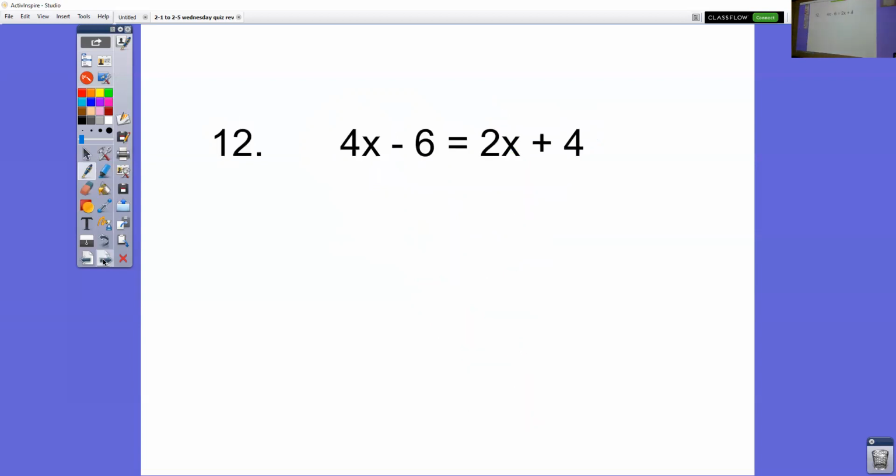And the last question, again, we have letters on both sides of the equal sign. Go ahead and try question number 12 on your own, please. Pause the video here.